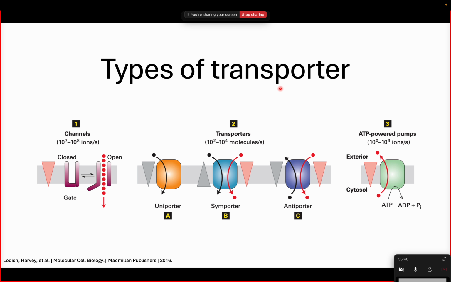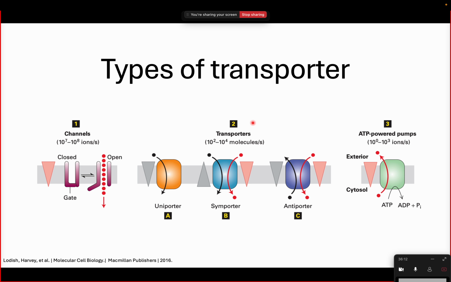Basically there are 3 types: first, channels; second, transporters; third, ATP powered pumps. Channels are basically gates in the membrane. Gates are just a passage in the membrane through which the transportation occurs along the concentration gradient.